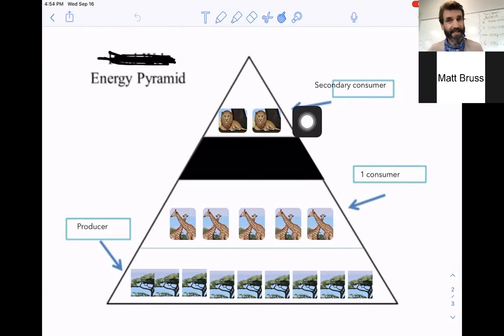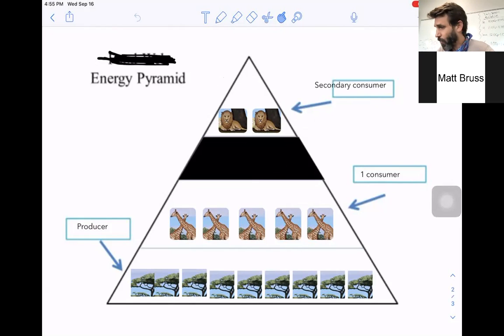Well, and that's in a stable ecosystem. If there were ever more lions than the amount of energy in giraffes, so there were more lions than giraffes, those lions would starve, right? Assuming that giraffes were the only thing they could eat. If there were more lions than things for them to eat, those lions would starve and their population would decrease while the giraffe population increased, and this pyramid would form itself back again.